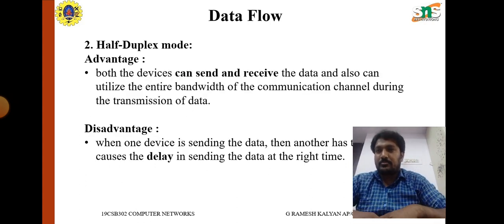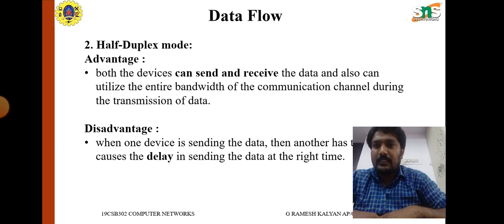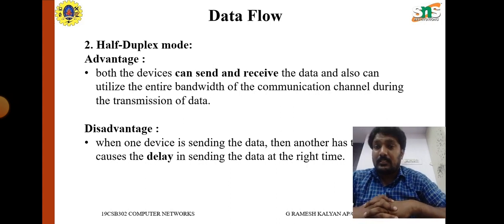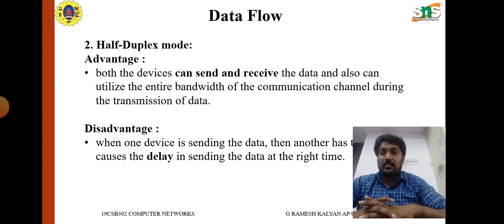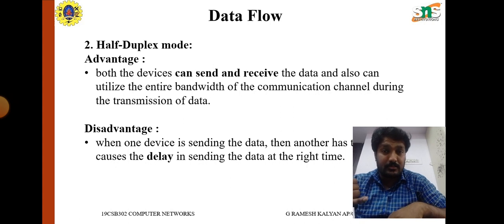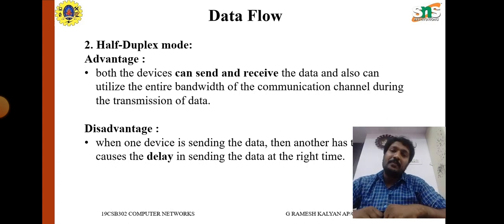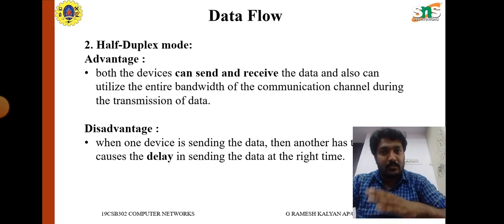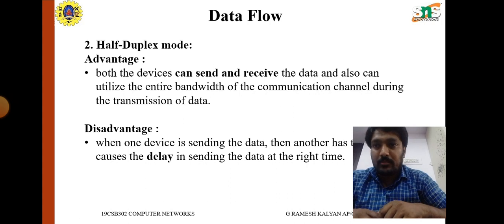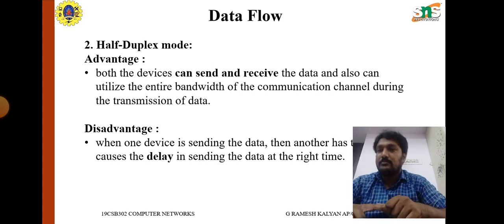The advantage of half duplex mode is that both devices can send and receive data, and can also utilize the entire bandwidth of communication during transmission, as only one process is carried out at a time. The disadvantage is that while sending the data, the other has to wait, which causes a delay in sending. As I said before, if person A is talking on the walkie-talkie, the other person has to wait till he stops, and once he stops, the other person can talk. So delay is the main disadvantage in this half duplex mode.